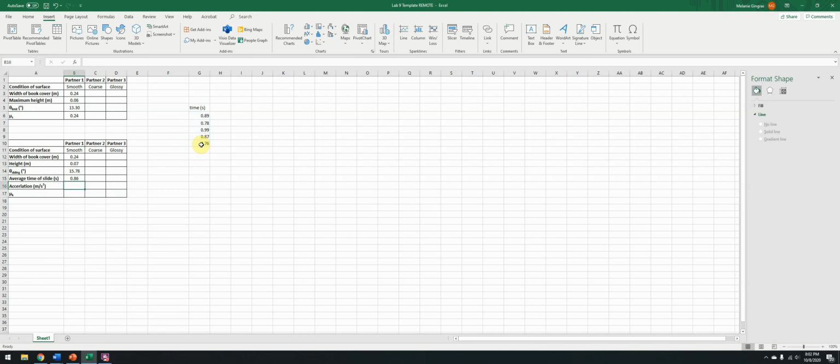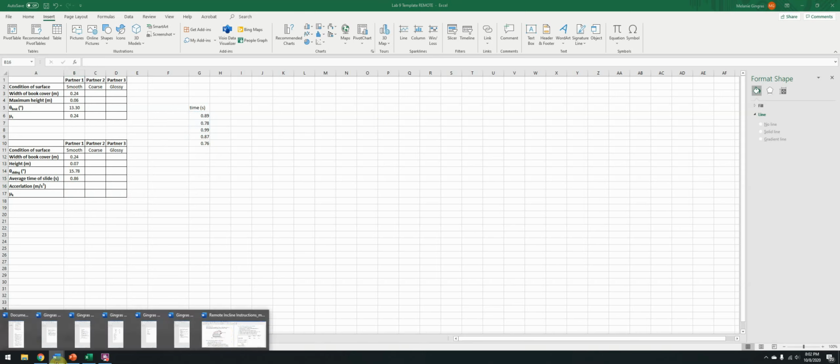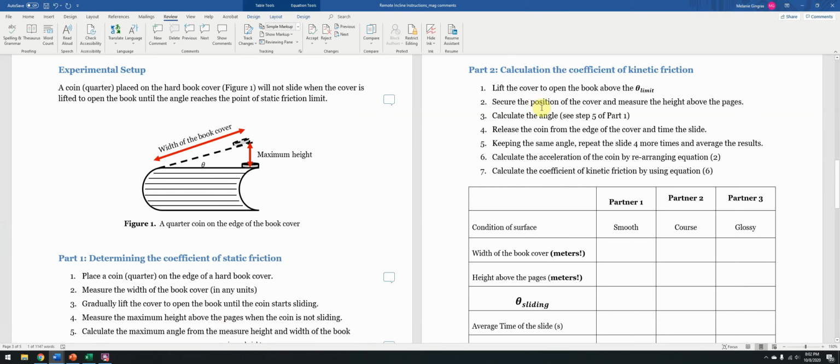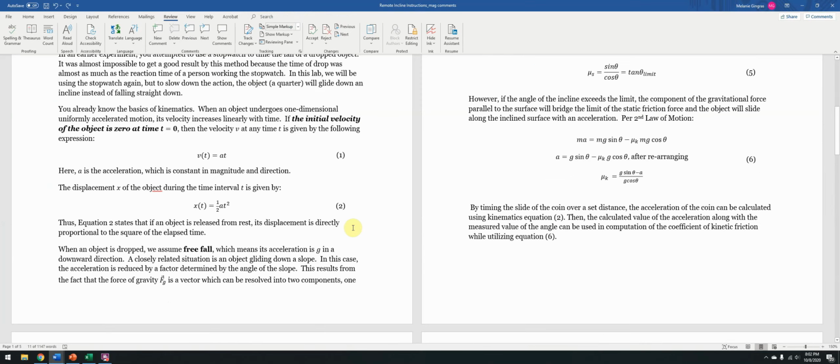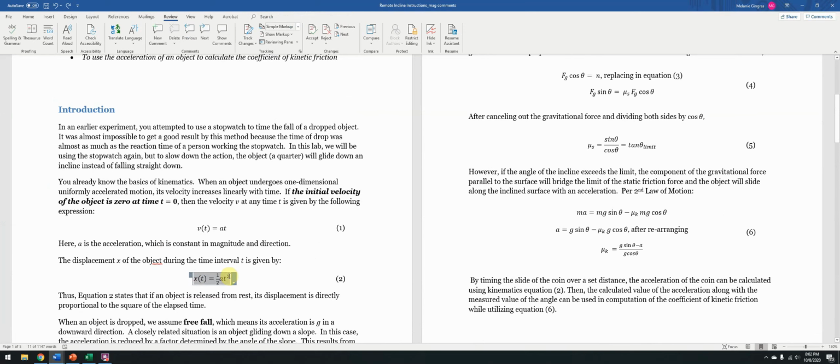Now the next thing that I need to do is calculate the acceleration. We're on step 6, okay? So we're going to rearrange equation 2. Let's scroll up and take a look at equation 2. We're going to rearrange this equation and solve for the acceleration.